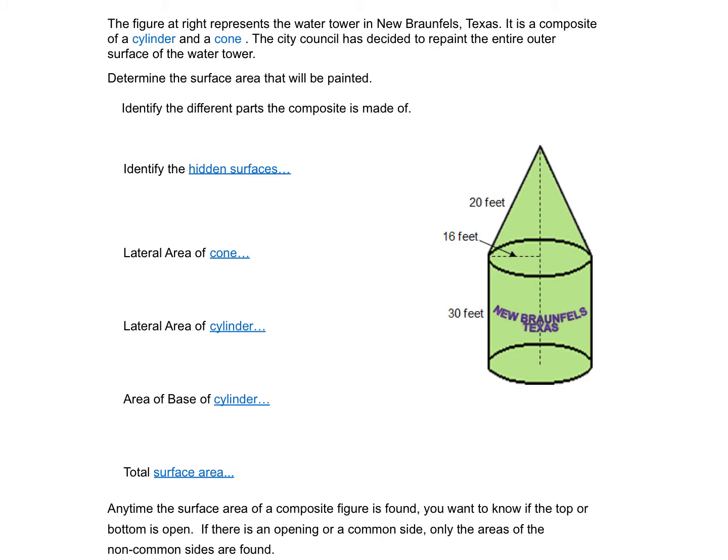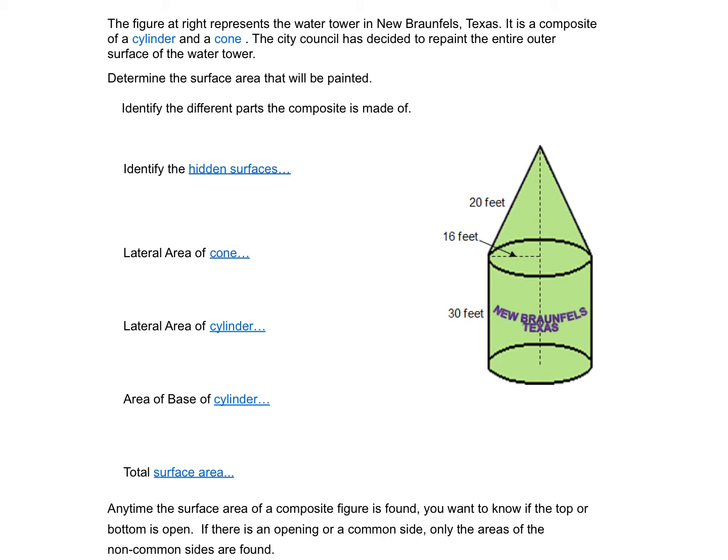Let's do an example problem. The figure at the right represents the water tower in New Braunfels, Texas. It is a composite of a cylinder and a cone. The City Council has decided to repaint the entire outer surface of the water tower. All right, so we will determine the surface area that will be painted.